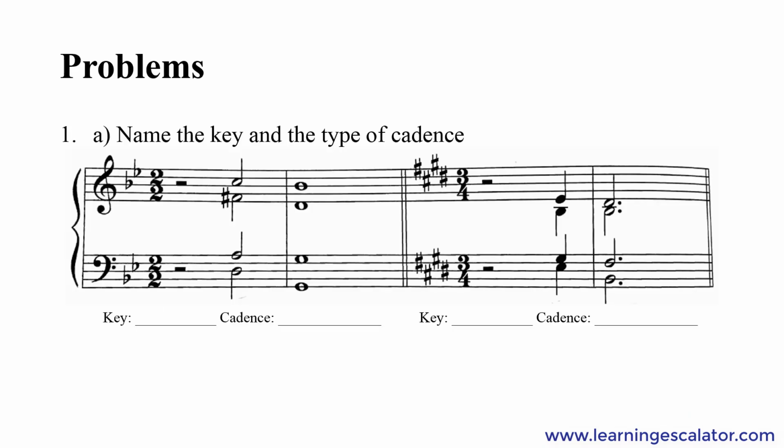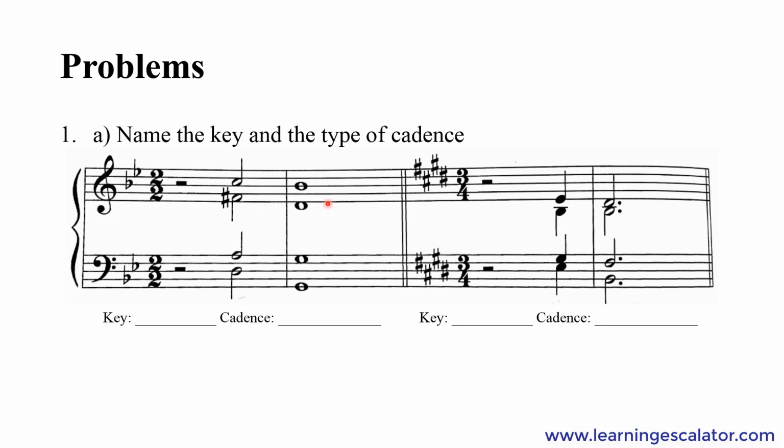Problems. 1. Name the key and the type of cadence. So this is written in short score. So first we look at the key signature. So the key signature is B flat and E flat, which means it's either B flat major or G minor.